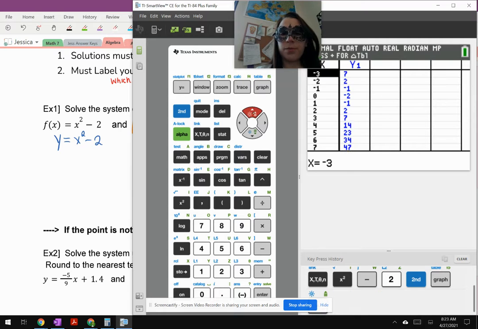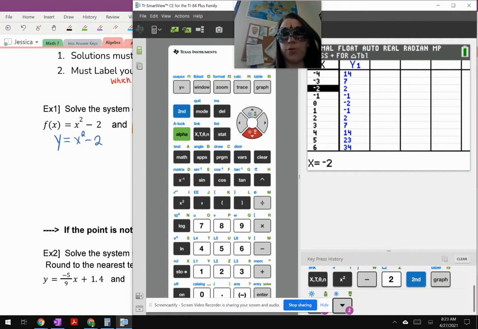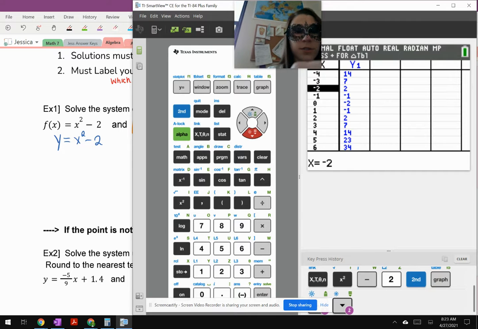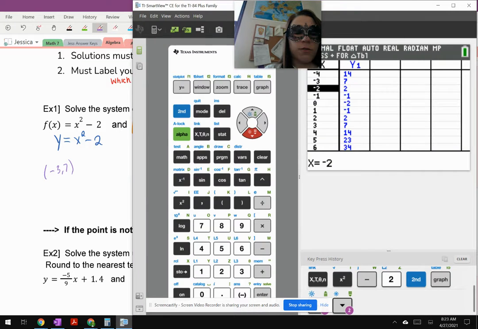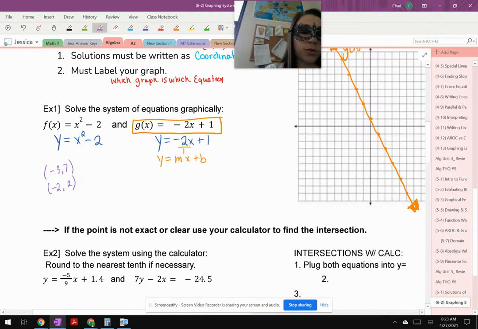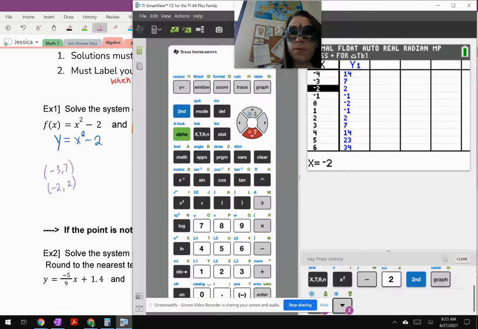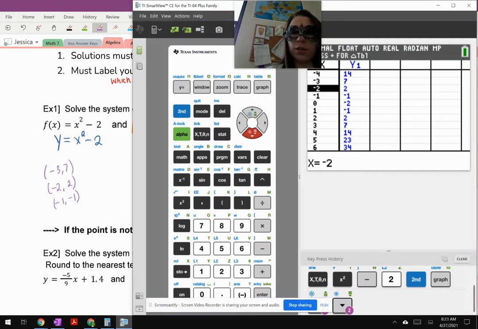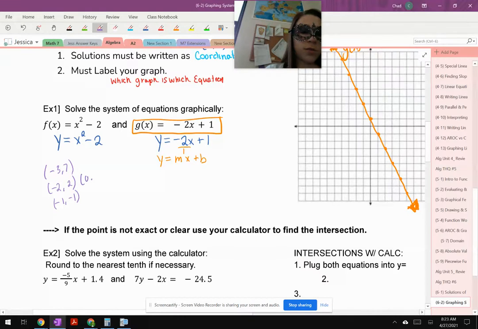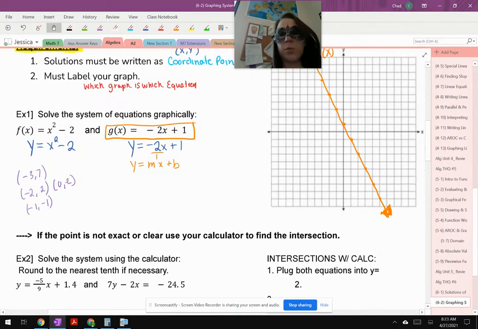to plot. Obviously, I'm not going to be able to plot all of those, but I can plot negative 3, 7. I'm just going to jot some of these down. Negative 3, 7, negative 2, comma 2, 1, comma negative 1. You don't need to write the points down when you're doing it. You can just use your calculator. 0, negative 2.